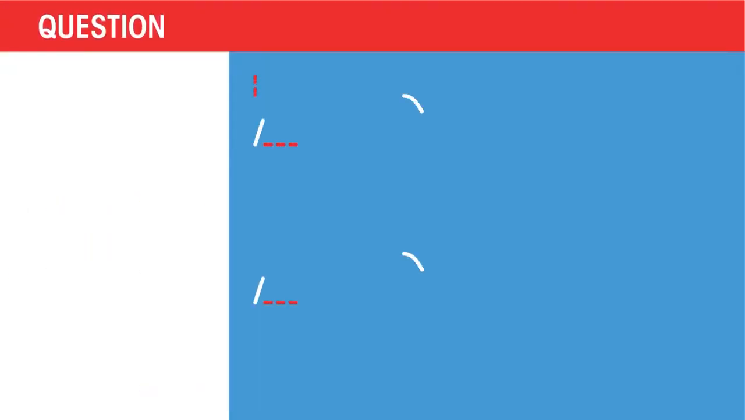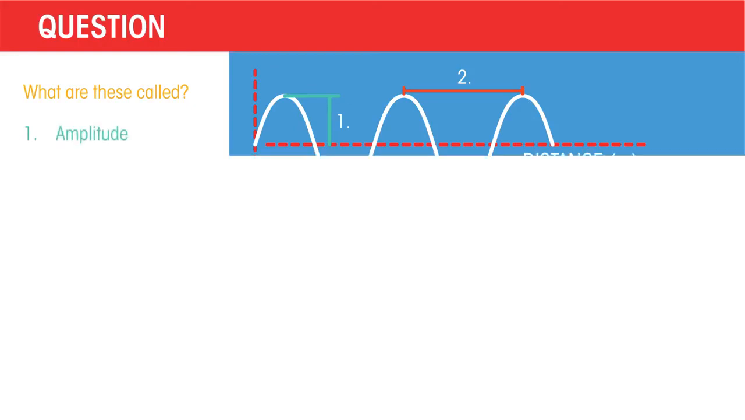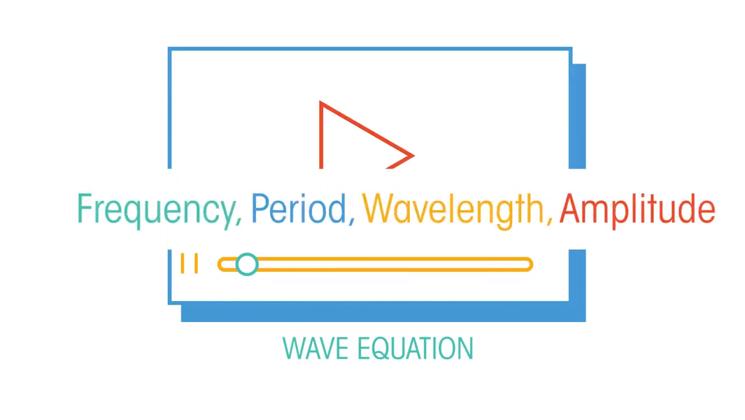Can you add the labels to these waves and work out the frequency? Notice that the top one is distance and the bottom one is time. Pause the video, work it out and click play when you're ready. Did you get them right? In another video, we'll be looking at the wave speed equation and connecting wavelengths and frequencies. For now, you just need to know what these 4 key words mean.